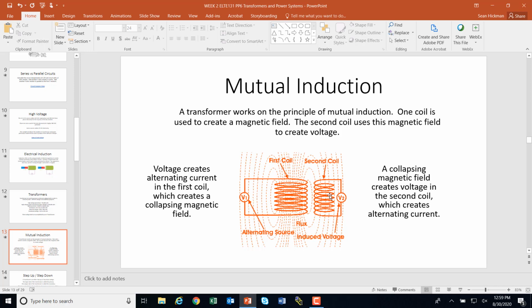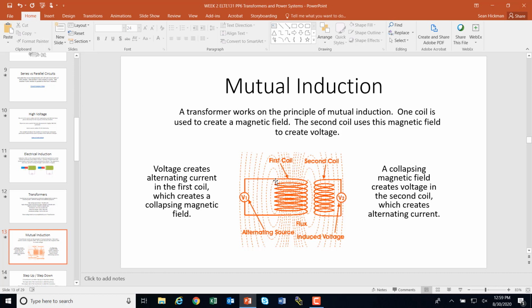It's alternating, and so that magnetic field kind of waves in front of this. So it waves left and right, left and right, left and right. So it's kind of going back and forth. And what that does is that creates alternating current in the second coil, which then is potential and can be used to create current. Okay, so mutual induction.